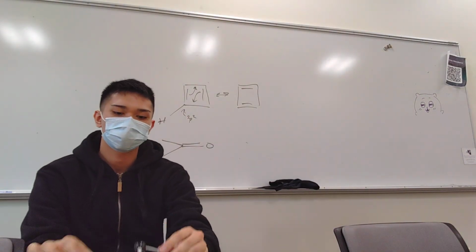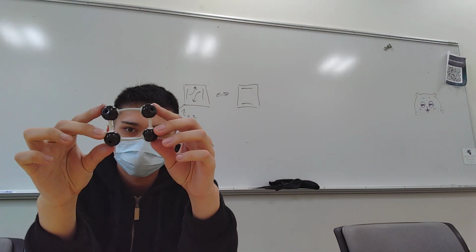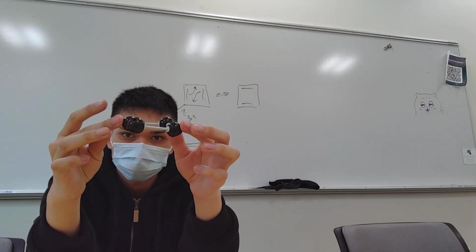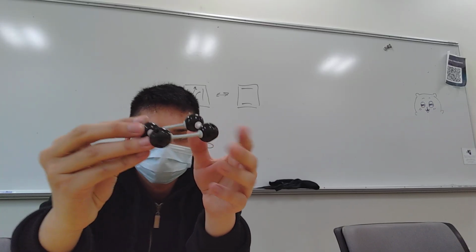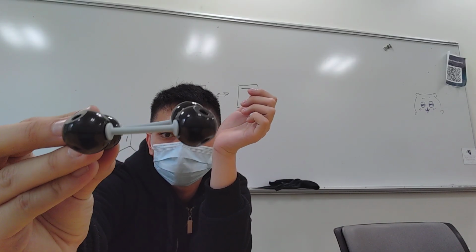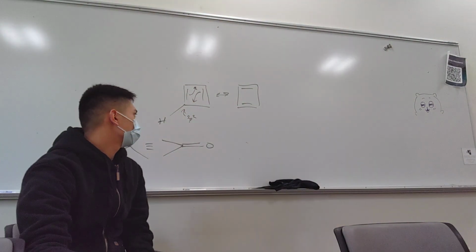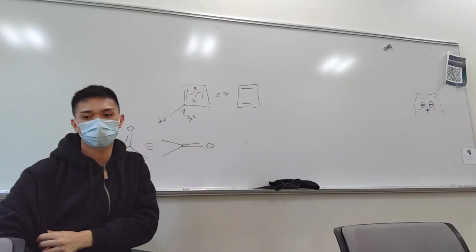Instead, you can kind of see here that it's a little puckered. It's a little puckered, right? Maybe you can't see, but you can kind of see that it's a little puckered and it's a little distorted. But because of that distortion, it can't really keep up that trigonal planar geometry.